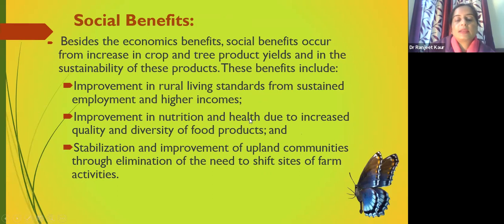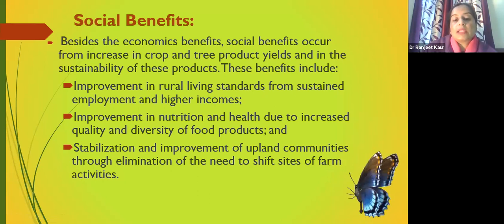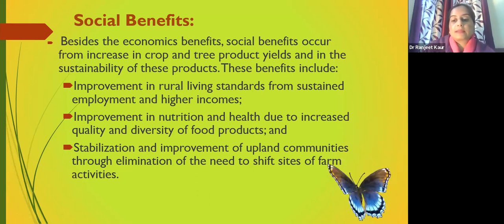Then we come to the social benefits. Besides economic, social benefits also occur from increase in crop and tree product yields and the sustainability of these products. These benefits are improvement in rural living standard from sustained employment and higher incomes, improvement in nutrition and health due to increased quality and diversity of food products, stabilization and improvement of upland communities through elimination of need to shift sites of farm activities.